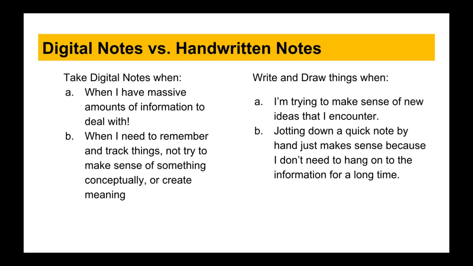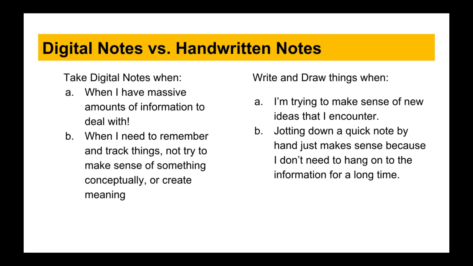When you see me with my journal in my hand, if I'm telling you a secret, it means that I'm thinking a lot about some ideas that I have, and I'm sketching something out, or I'm jotting down some things that I'm thinking about. I'm probably not going to hold on to that information for a really long time. I'm just doing a lot of thinking, and I'm trying to make sense of some ideas. So I do write and draw.